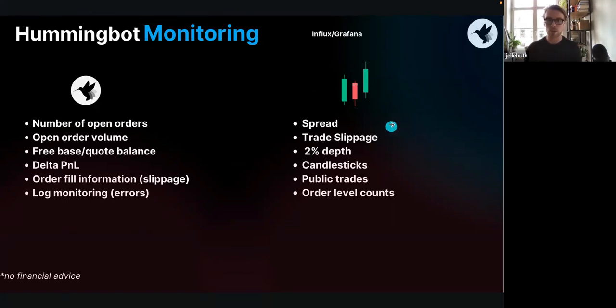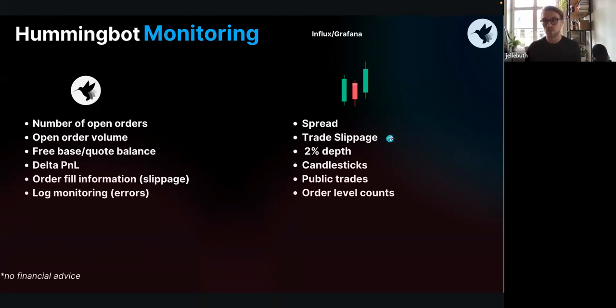Now public data, which I'll show you guys in a bit. What we, for example, track is spread over time, and this is not bot related, right? We have an instance running, but it's not a strategy that we run like pure market making. This is just public data that we want to track over time for projects, or to analyze their liquidity, or sometimes even to just see how their market maker is performing currently. So we have spread information, public trade slippage. Again, for every trade that happens, we calculate what is the slippage on that trade.